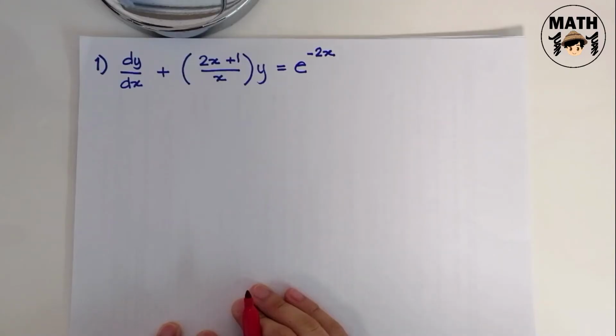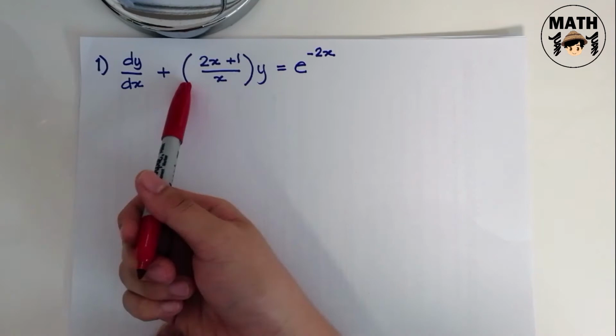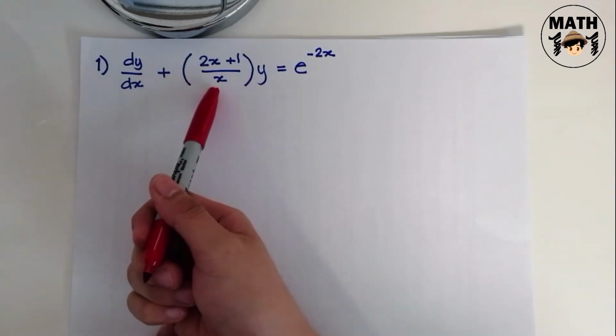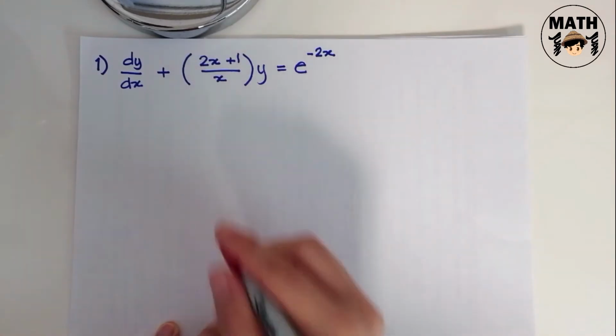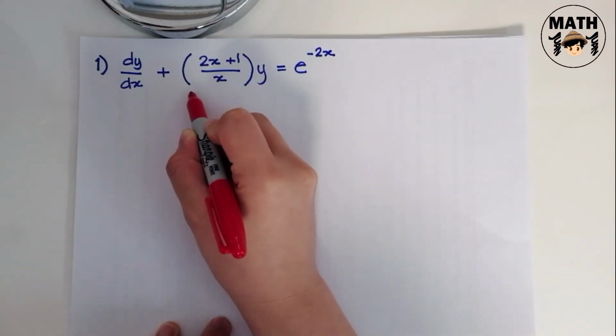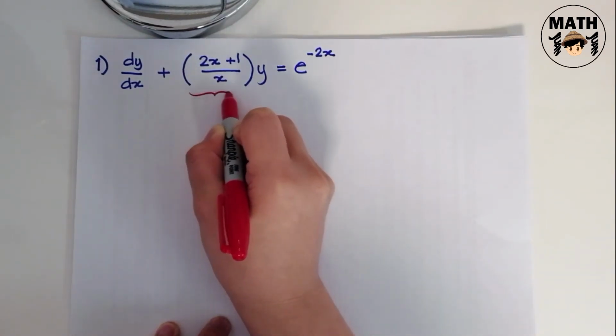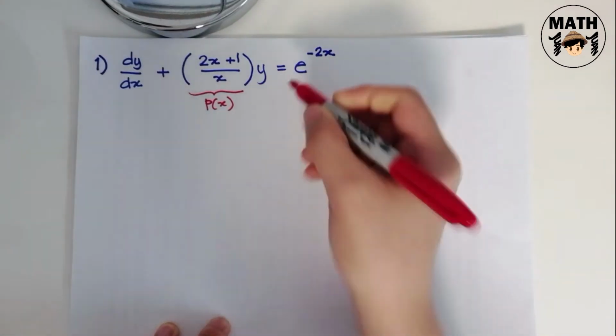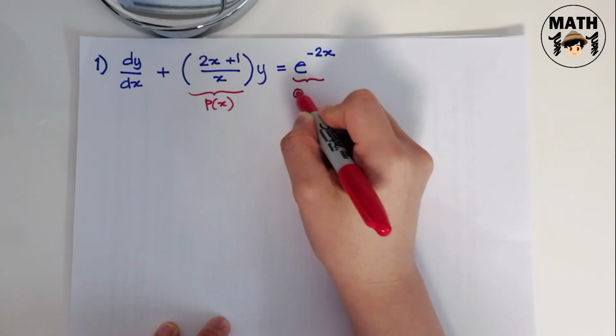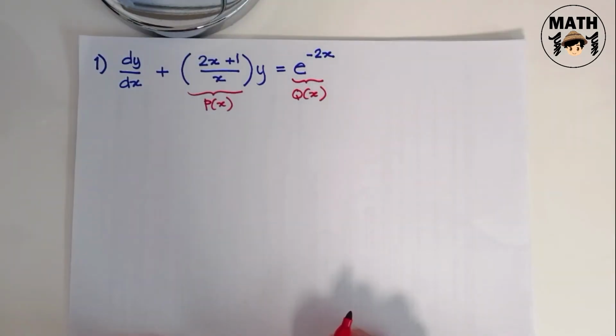Sample problem number 1. The derivative of y with respect to x plus the quantity 2x plus 1 over x times y equals e raised to negative 2x. Notice that this is a linear first-order ordinary differential equation because this is just a function of x multiplied by y equals q as a function of x. To solve this, let us identify the integrating factor. Then later, we will just follow the general solution for a linear first-order differential equation.